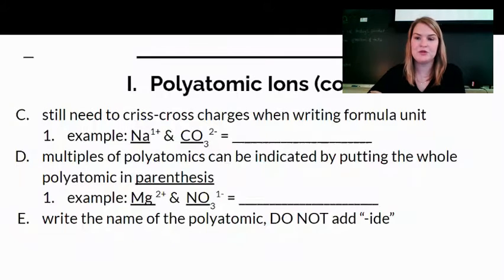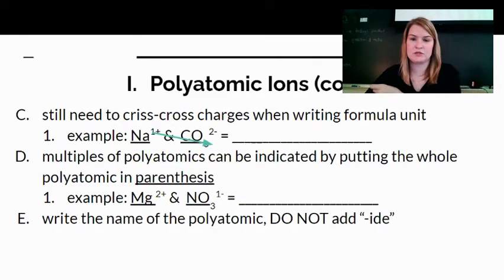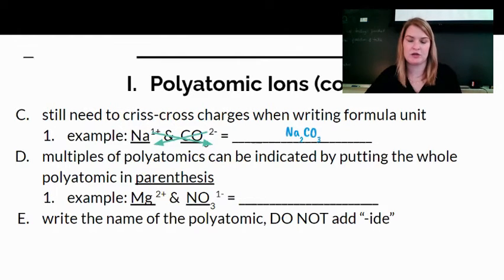Okay, so when you write the formula unit for a compound that contains a polyatomic ion, you still do the same thing where you figure out what their charges are. You're going to go ahead and crisscross those charges. So sodium has a 1+, so the 1 goes to the carbonate, and the 2 goes down to the sodium. And so this would just be Na2 and then CO3. We didn't include the 1 because remember, you don't need to include 1s for the carbonate.